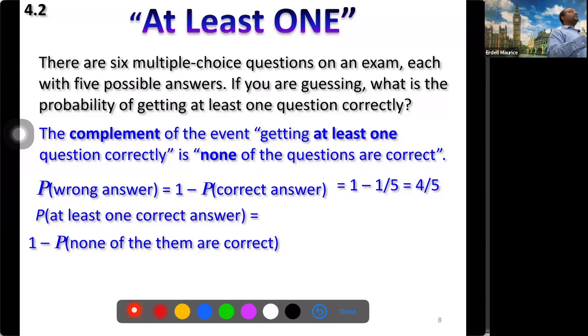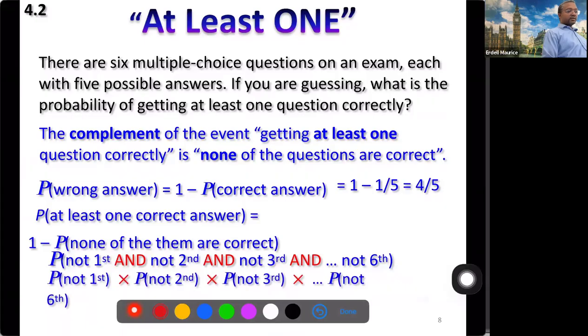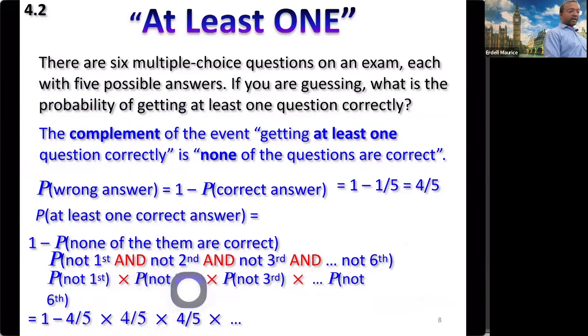The probability of that happening is 4 out of 5 times 4 out of 5 times 4 out of 5 times 4 out of 5 times. Does that make sense? That's the probability of me getting none of them correct. So in other words, the probability that I get none of the questions correct is I get the first one wrong, the second one wrong, the third one wrong, and so forth. That's going to be multiplication: 4 out of 5 times 4 out of 5, 6 times. So 4 out of 5 raised to the 6th power is the probability that I get no question correct.